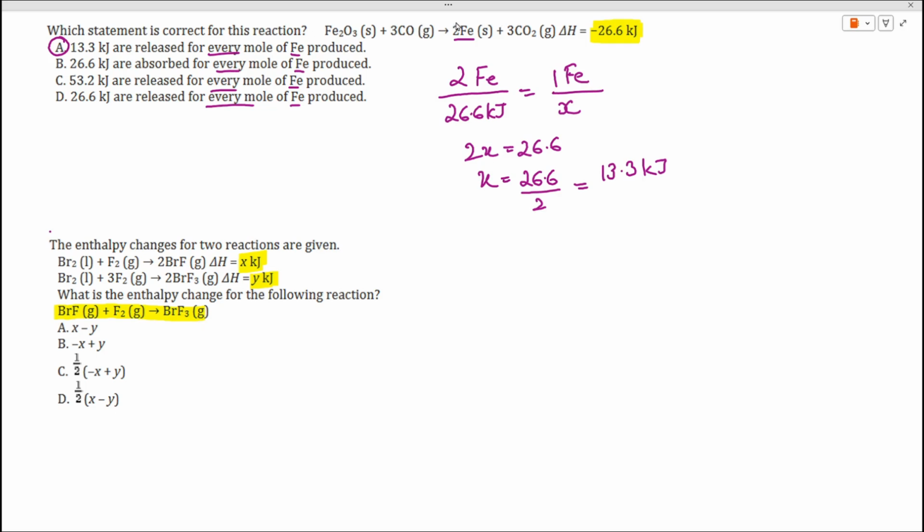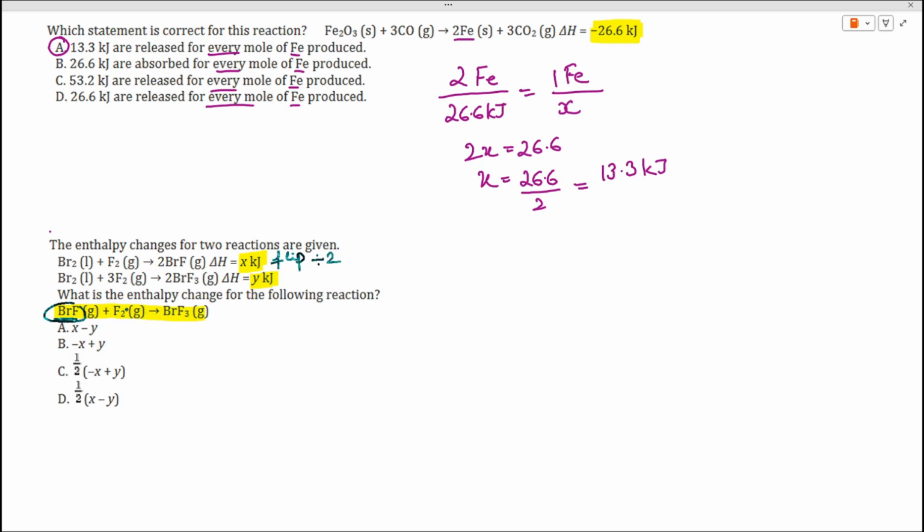To do this question, we'll look at our target equation. The target equation has BrF, bromine fluoride, as the first reactant. We have it over here, but we want it on the left and we have it on the right. So we need to flip equation number 1, and we want only 1 mole, but we have been provided with 2 moles. So flip and divide by 2.